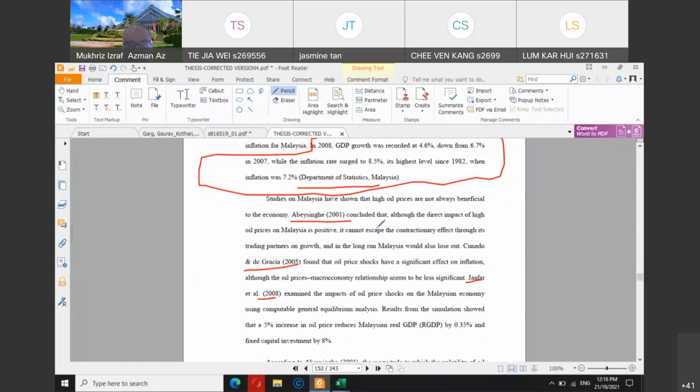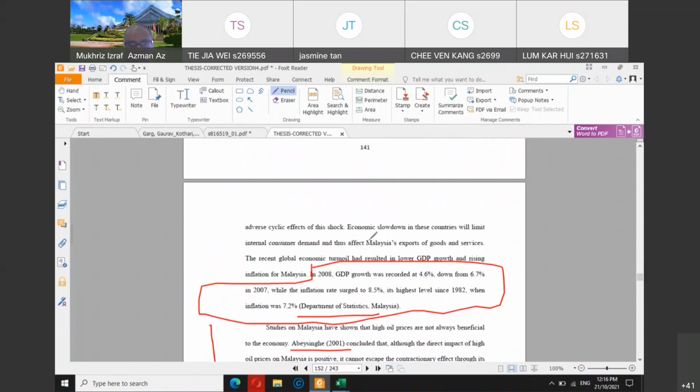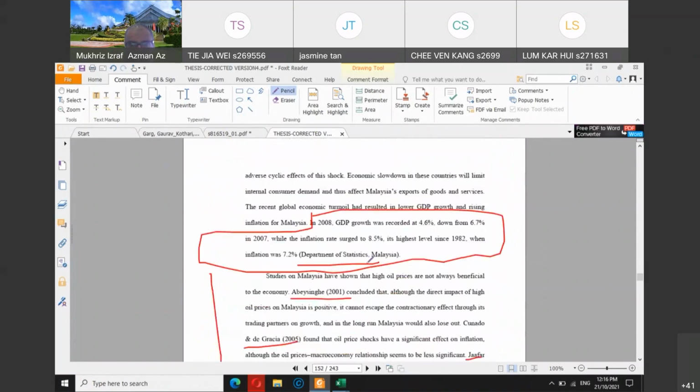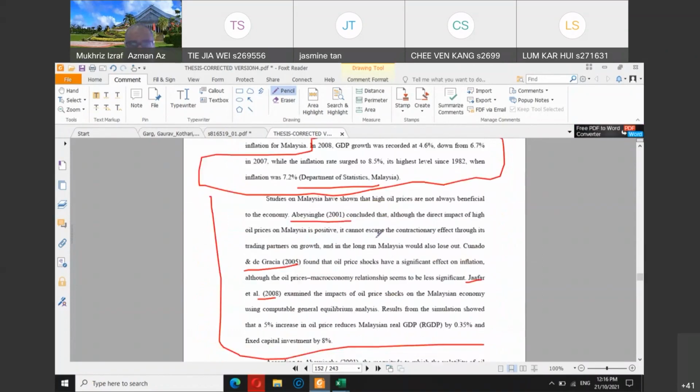So the purpose of this paragraph is basically to show that there are people who have done something similar on my topic, or on your topic, and what the main finding is, so that whatever statistics I provided earlier, these numbers, actually have some connection with other studies that were done on Malaysia.